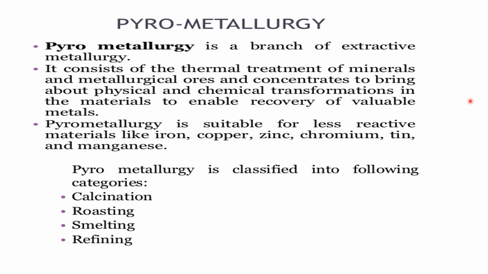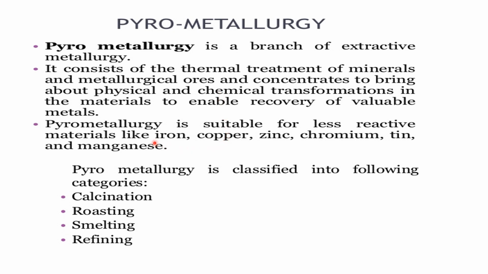So after the concentration of the ore, we are moving to metallurgical processes. The first one is pyrometallurgy. As I told you, pyrometallurgy is the treatment of the mineral and metallurgical ore with some other materials at high temperature, and the metal is dissolved and extracted.